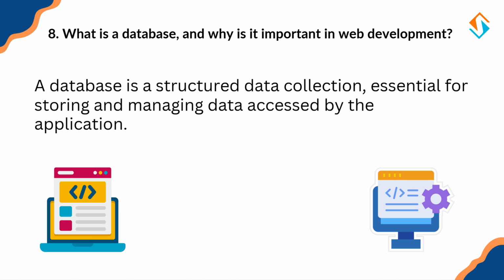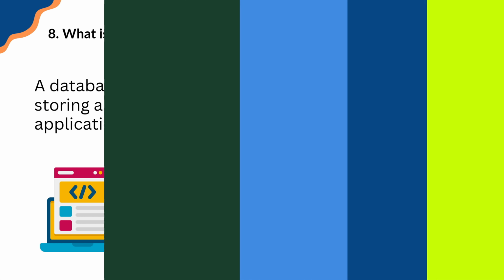Next question is, what is a database and why is it important in web development? A database is where applications store, retrieve, and manage data. For example, when you log into a website, your username and password are fetched from a database. Databases are crucial because they store and organize user data, improve efficiency and scalability, and enable dynamic web applications. Popular databases include MySQL, PostgreSQL, and MongoDB.